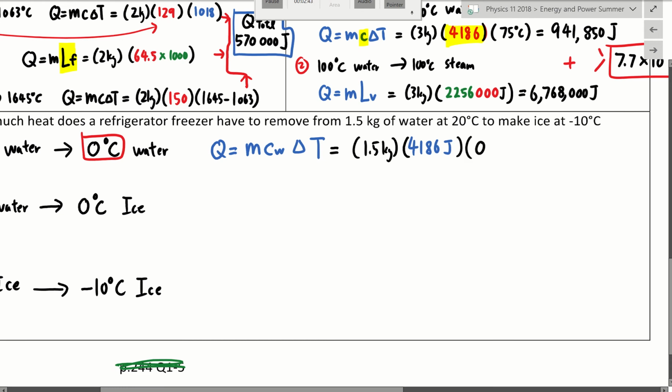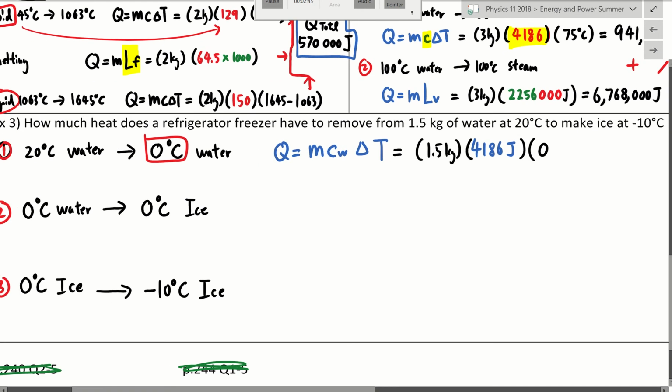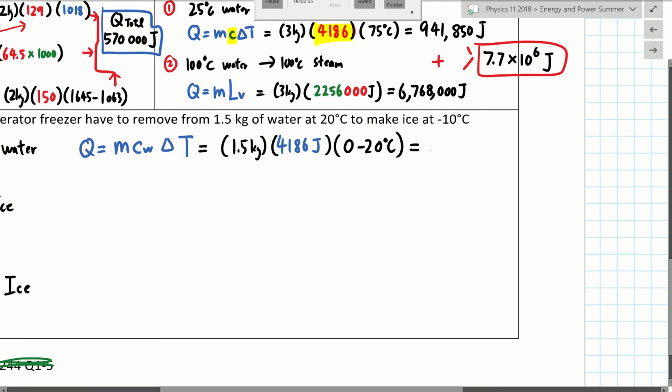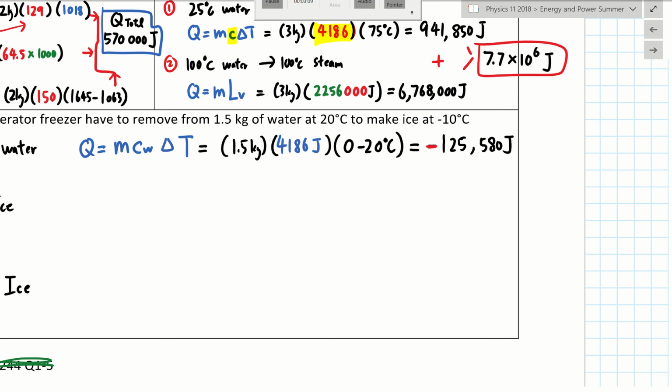Now, the change in temperature is going to be T final minus T initial. So in this case, negative 20. You're actually going down by 20 degrees Celsius, right? So 0 minus 20 degrees Celsius, and you're going to get a value from there. With my calculator, I have about negative 125,000 joules of energy. Of course, it's negative because we are removing energy from the system in order to lower its temperature, right? So then part 2.